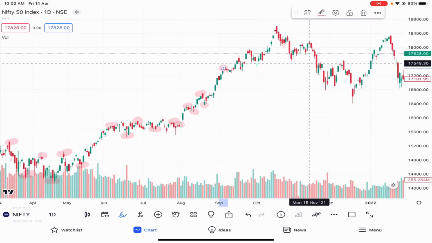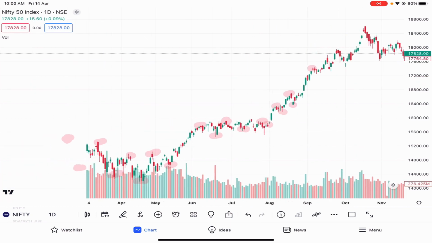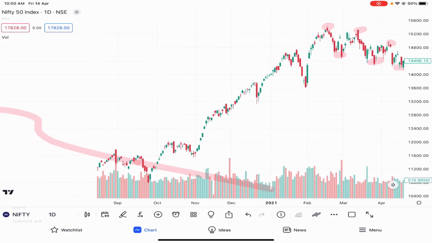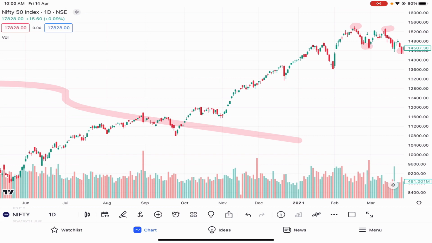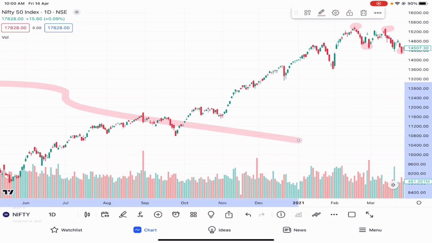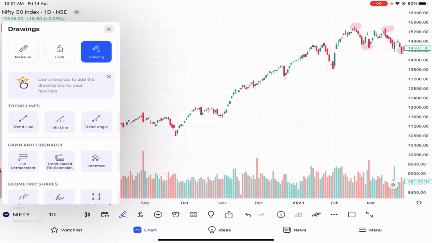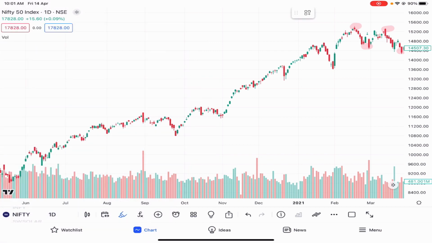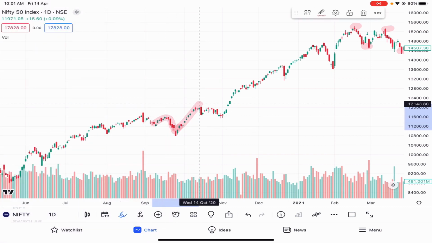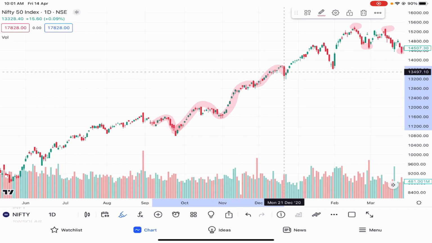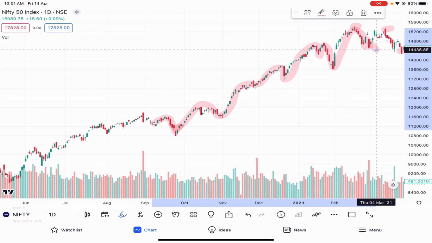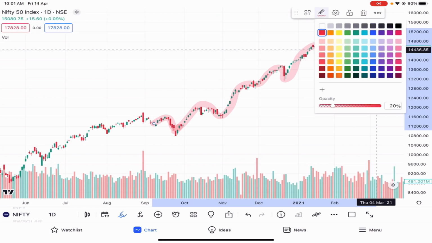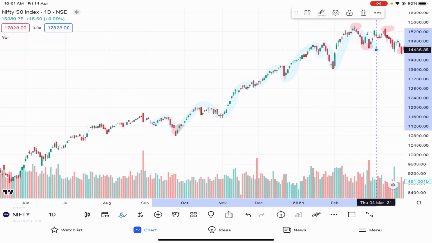I'll show you an example and explain it to you. Look at this. What do you see? You see that this is an uptrend, right? Higher highs, higher lows. You see that this is an uptrend. So that is my primary trend. My primary trend is an uptrend.